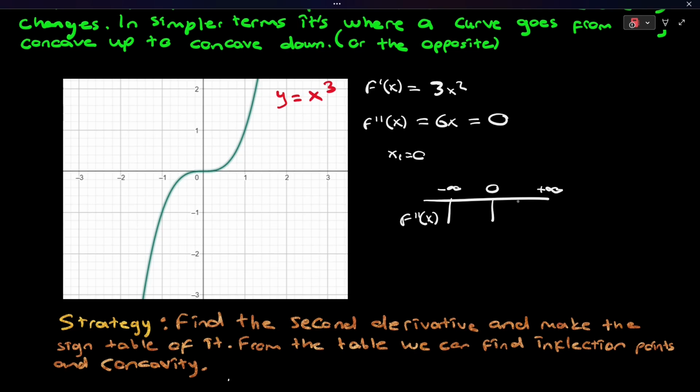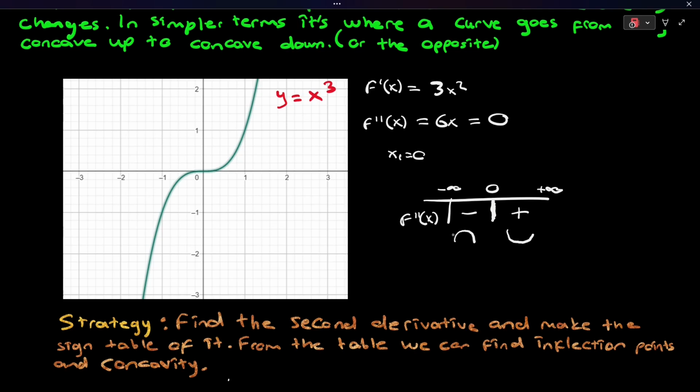I pick a value between 0 and infinity, 1, this part is positive. From the left, negative. I will say negative parts are concave down and positive parts are concave upward. And I have an inflection point at 0. So the roots of the second derivative give me the inflection point.